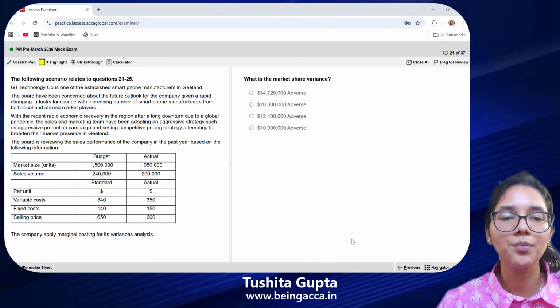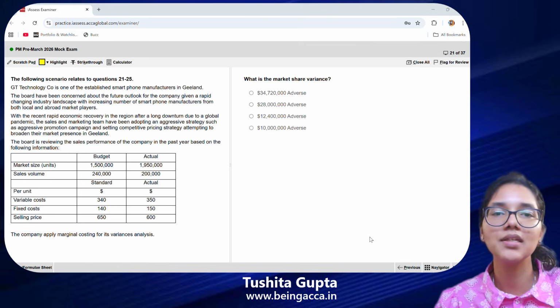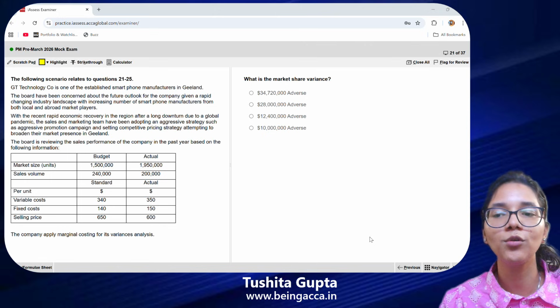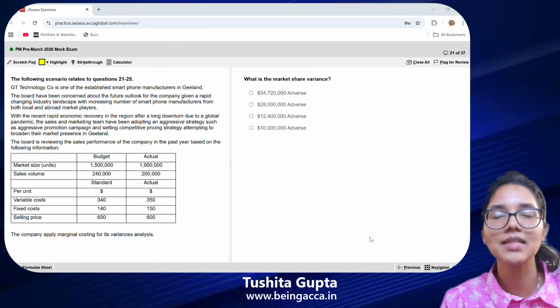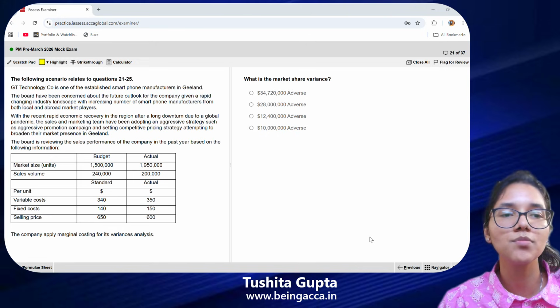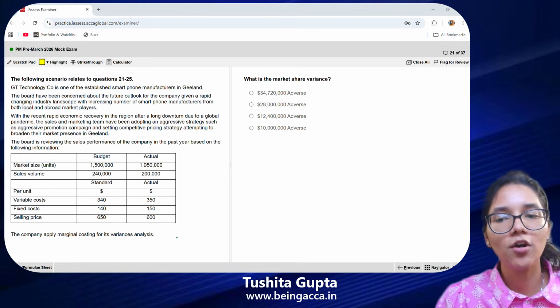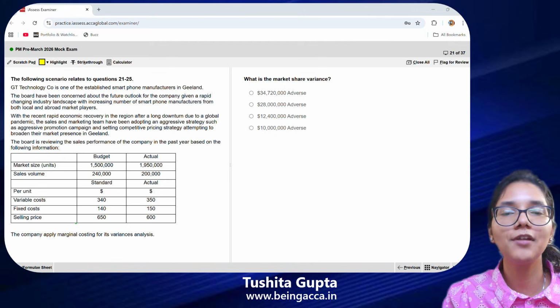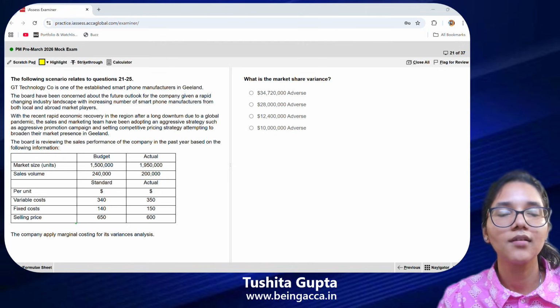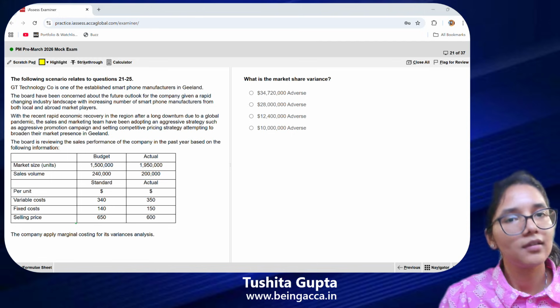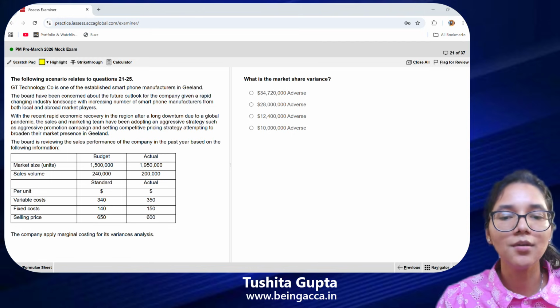So with this information that the company is using marginal costing, I get to know which number I am going to use in my variance calculations. Will it be standard profit or will it be standard contribution? Standard contribution. Whenever the company says marginal costing, we say contribution. And whenever the company uses absorption costing, then we take the profit.